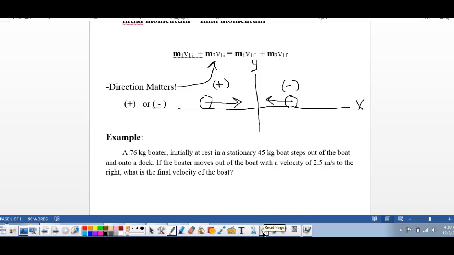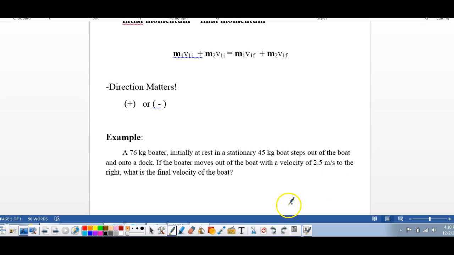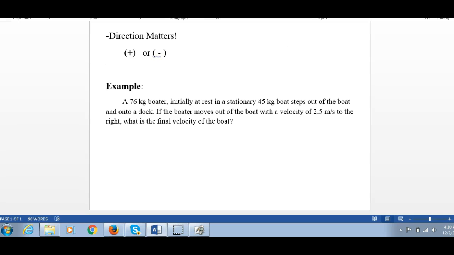So let's look at an example here, a problem that will help us understand. Maybe give you an example of how to do one. I'm going to erase this and pull this down. So here we have a 76 kilogram boater. It's initially at rest, so the boater is initially at rest in a stationary 45 kilogram boat, steps out of the boat and onto a dock. If the boater moves out of the boat with a velocity of 2.5 meters per second to the right, what is the final velocity of the boat?